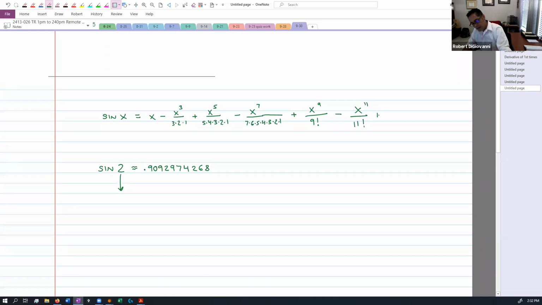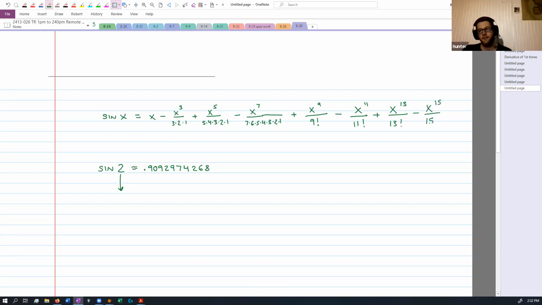11 factorial comes next, plus the next one is x to the 13th. Y'all see a pattern? Over 13 factorial minus x to the 15th over 15 factorial.